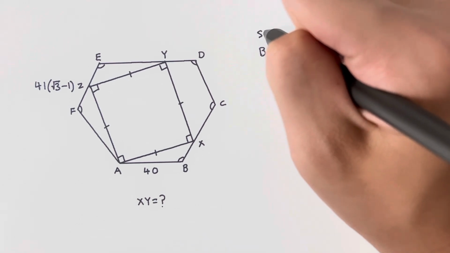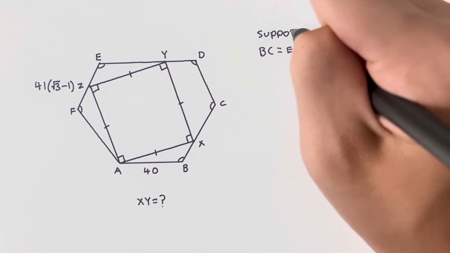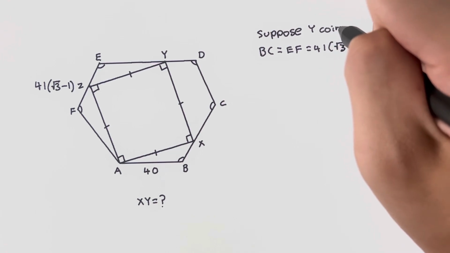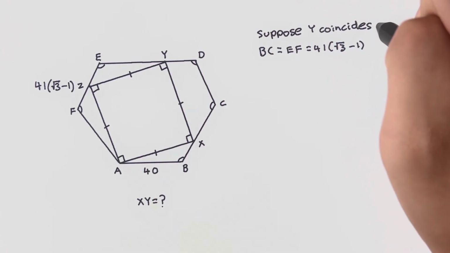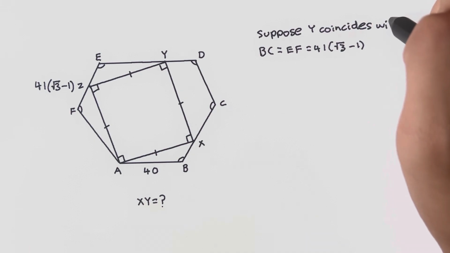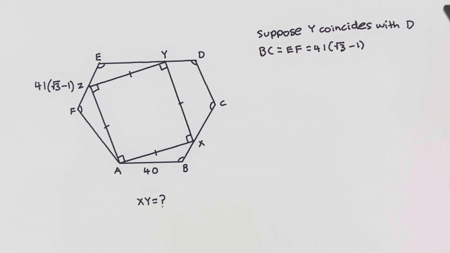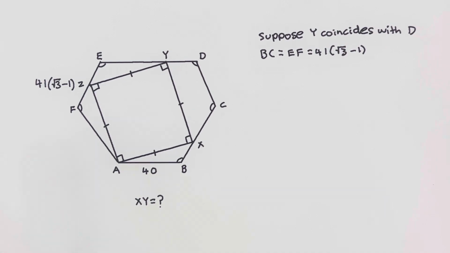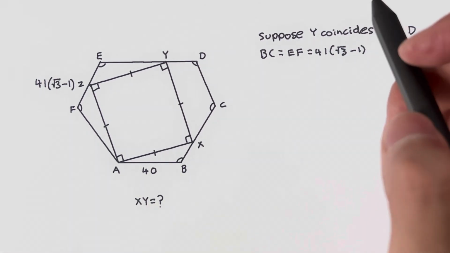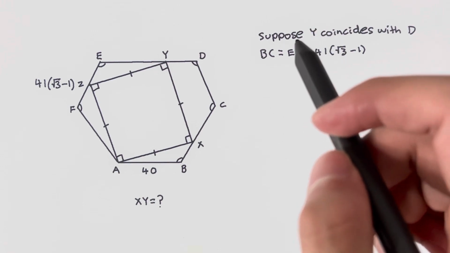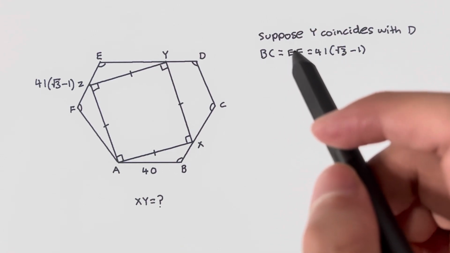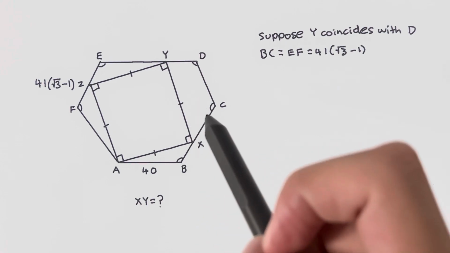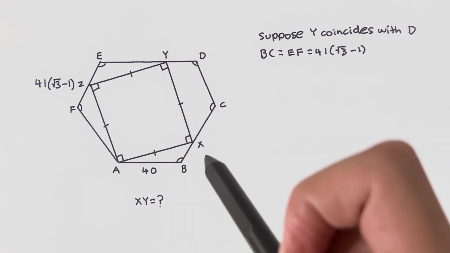So just suppose that Y coincides with D. Then we'll have that square AXDZ is inscribed in equiangular hexagon ABCDEF. Well, in this case, we will have X on BC and Z on EF.